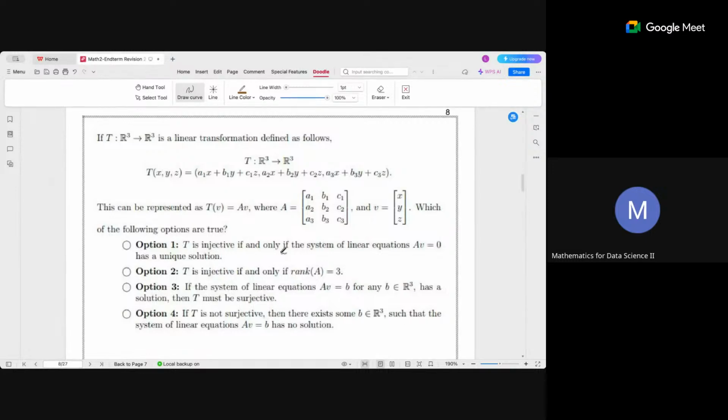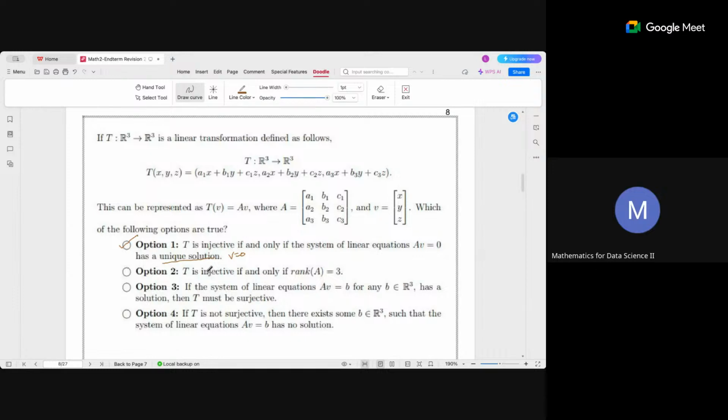T is injective if and only if the system of linear equations AV equal to 0 has a unique solution. True or not? True. In fact, this is the definition, right? The kernel should be singleton 0. Unique solution means you know that V is equal to 0, right? So AV equal to 0 implies V equal to 0 means this is 1 to 1. Rank is full, nullity is 0. There are several ways to interpret it.